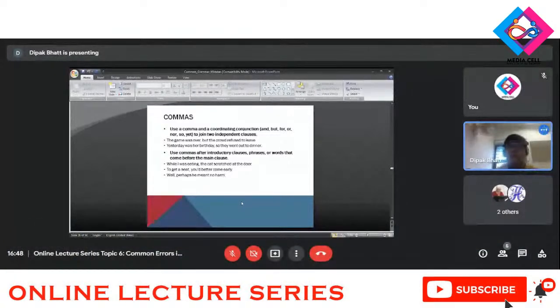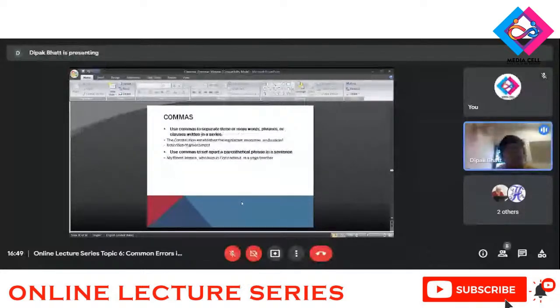And the other use of comma is to use commas after introductory phrases, clauses or words that come before the main clause. For example, while I was eating, the cat scratched at the door. So the cat scratched at the door is the main clause, and before that you require a comma, and there is this other clause, or you can say the dependent clause, that is while I was eating, right?